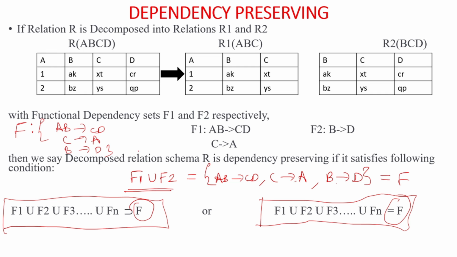So we can say the decomposition of R into R1 and R2 is dependency preserving also, because all the dependencies from the original set F are preserved. No functional dependency is lost. If a functional dependency is lost when you do F1 union F2, then we say it is not dependency preserving. So this was all about dependency preserving and lossless join decomposition. Thank you.